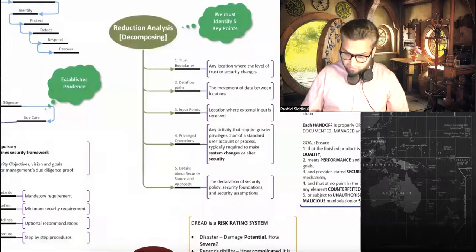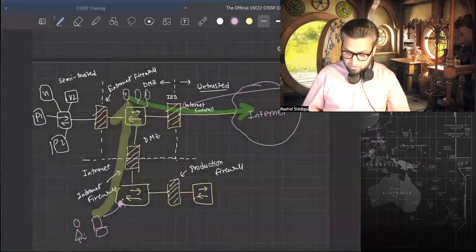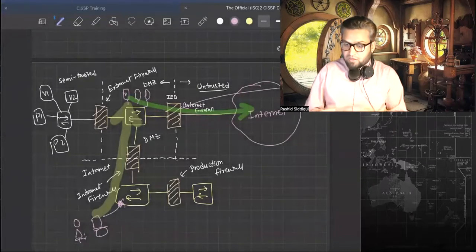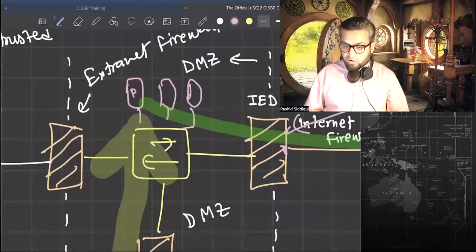Now, the next point is privileged operation. So what is a privileged operation? A privileged operation is any activity that requires greater privilege than that of a standard user account or process, typically required to make system changes or alter security. Now, what privileged operation can we think of here? In my diagram, if a user is going to the internet via proxy, this connection is just a normal web connection, right? But the privileged operation could be to change the listening port on the proxy server, right?